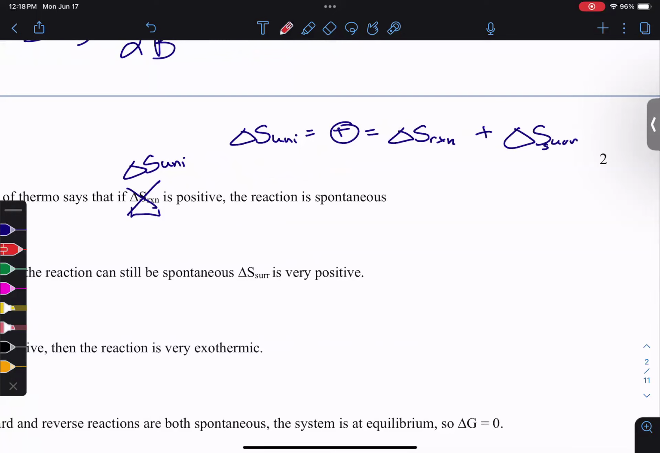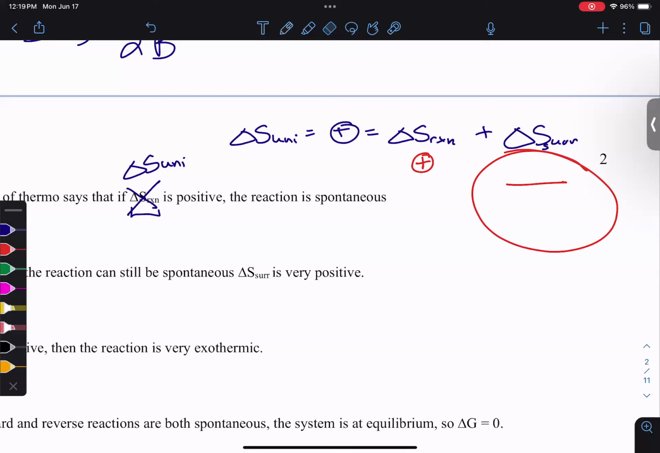So your reaction can be endothermic, or delta S of your reaction can be negative. It can be negative, but as long as the surroundings is big and positive, then overall the universe change is still positive, and this is a spontaneous reaction. If you had a reaction where delta S of the reaction was positive, but the surroundings got really cold, this would be not spontaneous, all right?